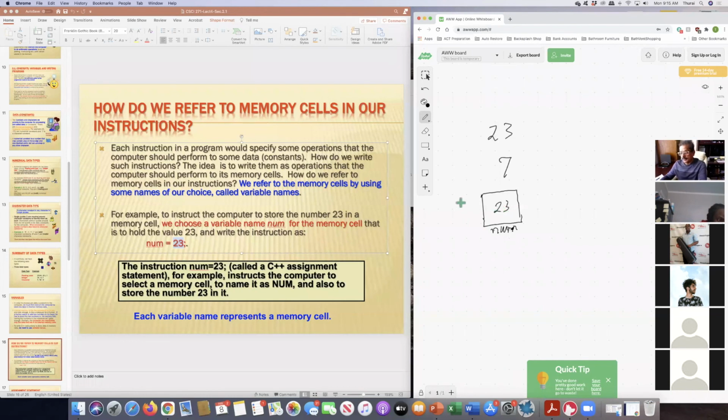And so if I want to say now, store the 7 in another memory cell, so I said in my previous statement, num equal to 23, semicolon. That did this work right there. And now I want to say store 7 in a memory cell. Can I write num equal to 7? If I write num equal to 7, then I'm saying erase the 23 in the memory cell now and put 7 in it. That's what I will be doing. I don't want to do that. I want to store 7 somewhere else. So what should I do?